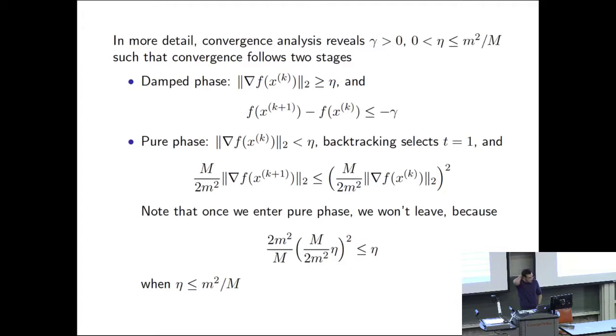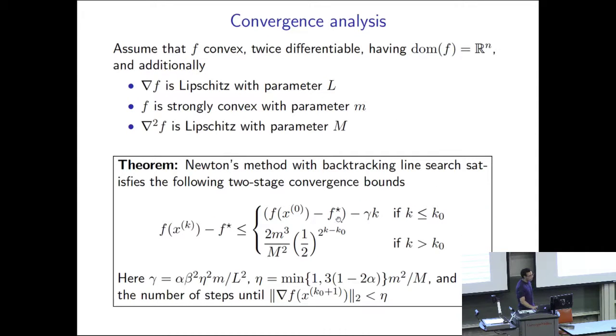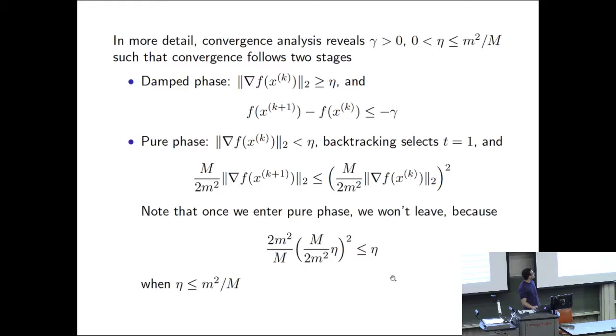So here's a bit more detail, and I'm going to sketch out the proof of where this comes from right now for you guys, so you can see where that comes from. There are two phases, as I said, and they're determined by this constant eta. Remember, eta is precisely defined here. But you can think about it, it's just some constant that's problem specific that's smaller or equal to m squared over capital M. Small m is the strong convexity constant of our function. Capital M is the Lipschitz constant of its Hessian.